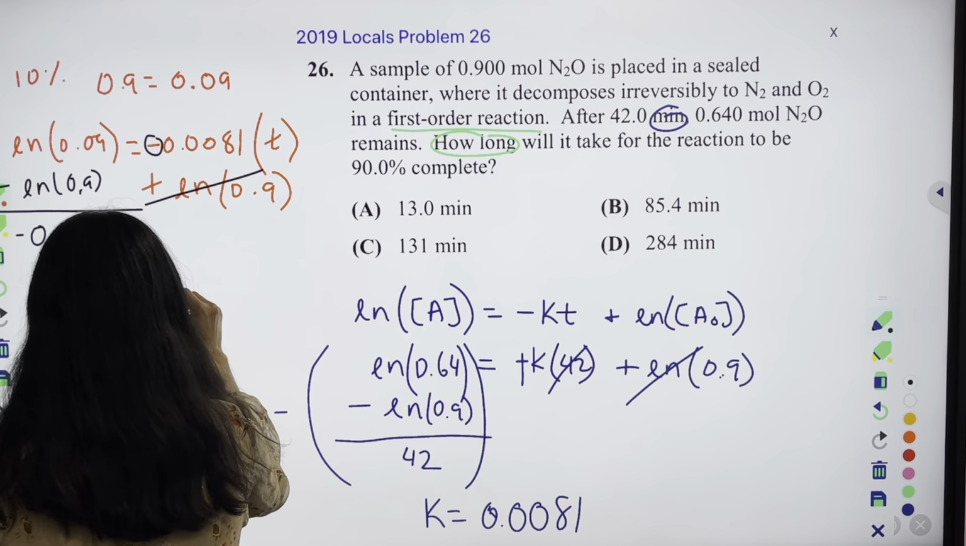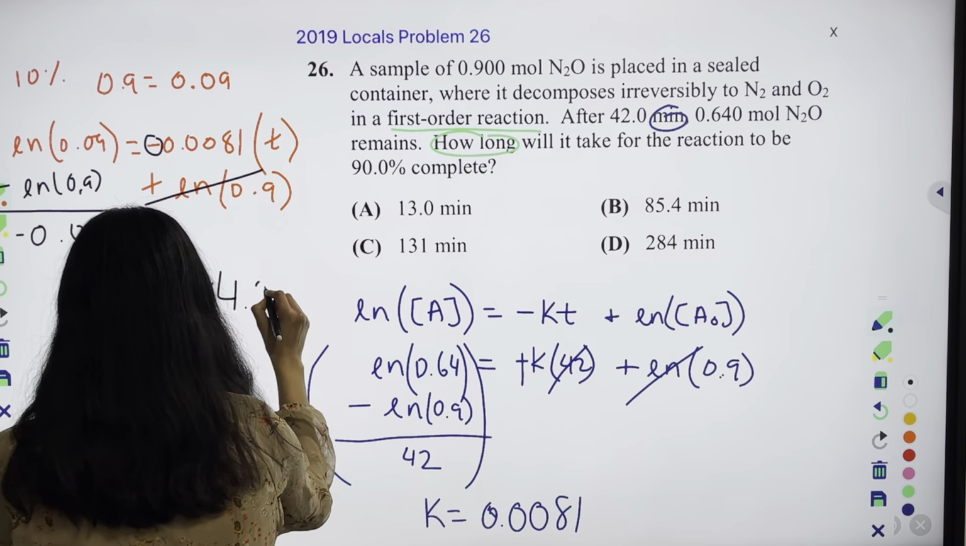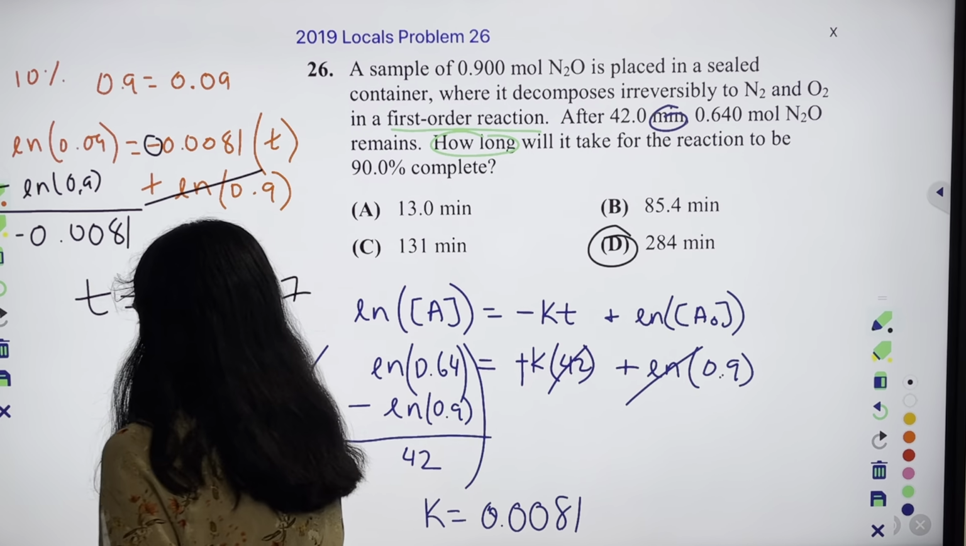Okay, yeah, we get 284.27. Okay, so D is our answer.